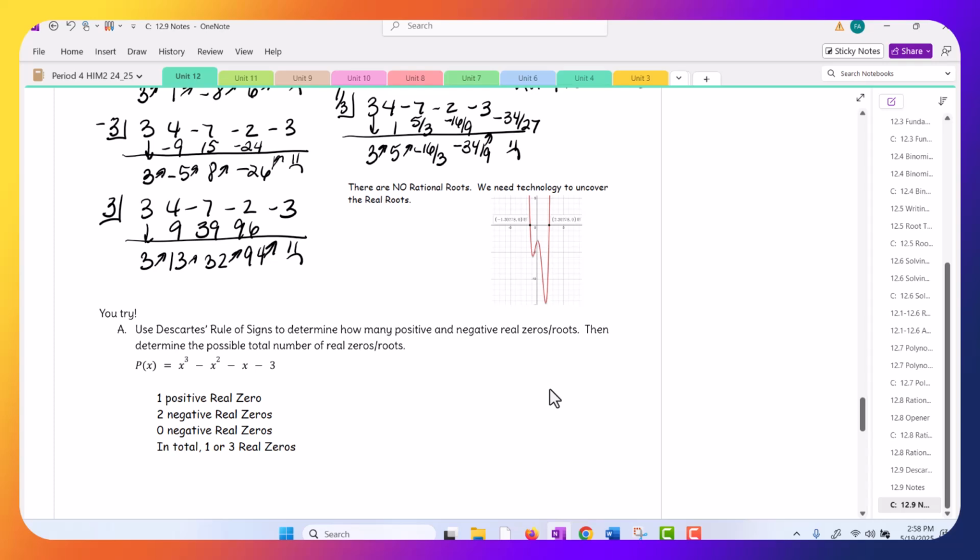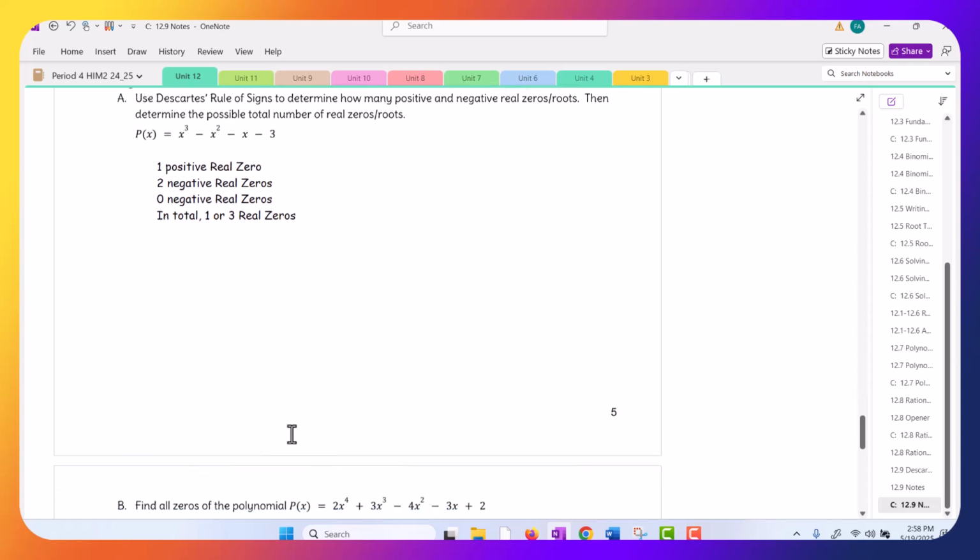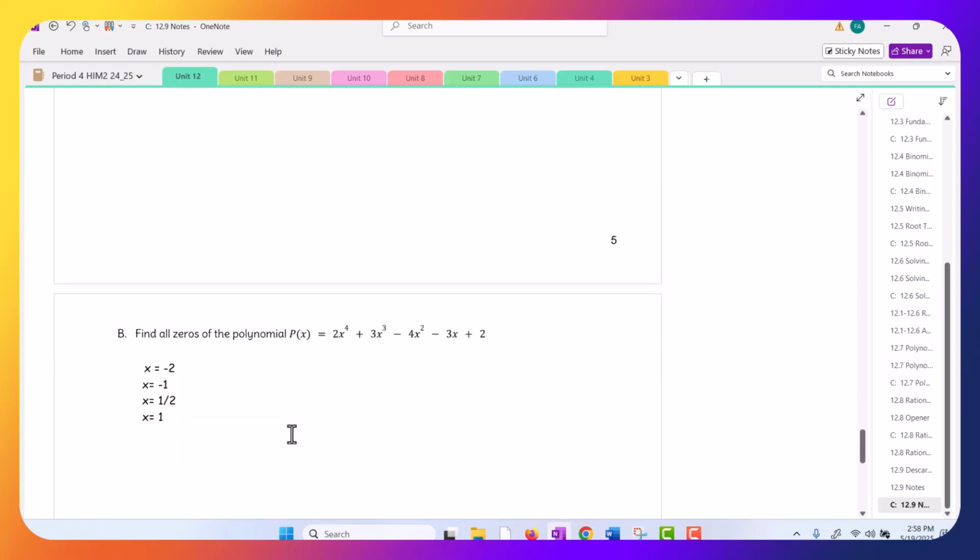Right, here are a couple for you to try. If you can't figure out where these answers came from, then sign yourself up for Compass and I will go through it with you.